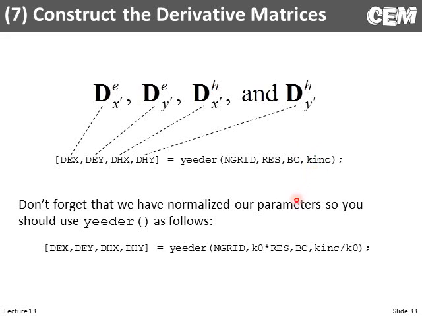Now when we actually call this, because we've normalized our parameters, we want to multiply the grid resolution parameters by k0, because that's how we're normalizing them. This effectively divides everything by the wavelength. And then we want to take our incident wave vector and divide by k0. So we're handing Yee-dir all the normalized parameters, and out come our derivative operators. We have 4 of them with normalized parameters built into them. So this is going to be one line of code in MATLAB that will construct your derivative operators.